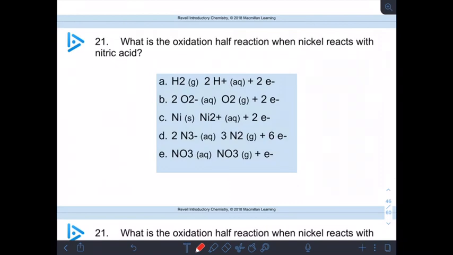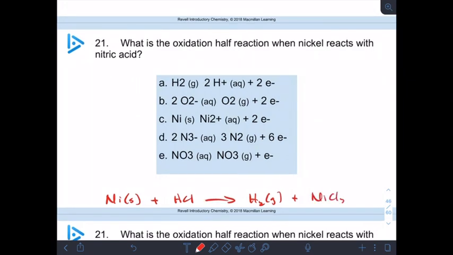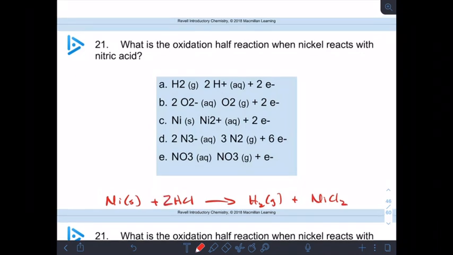Okay. So back to our picking out oxidation half reactions. Nickel reacting with nitric acid. So let's take a look at that reaction. Nickel solid plus HCl. When metals react with acids, we get H2 gas and a salt, and that should be NiCl2. And we do a little balancing. We put a 2 here and everything's hunky-dory.